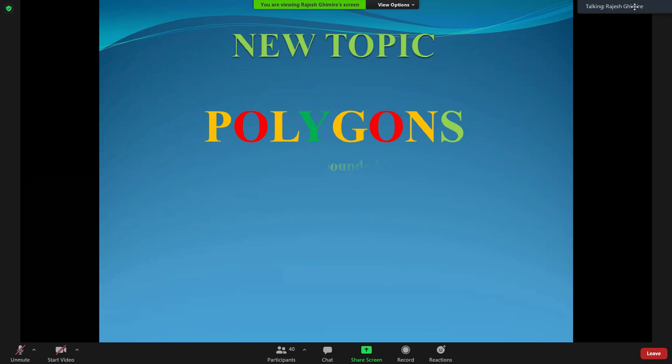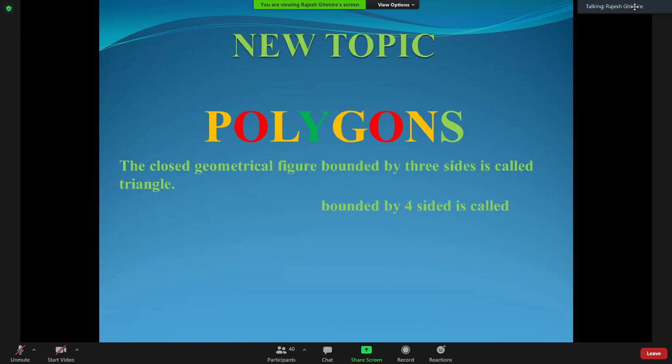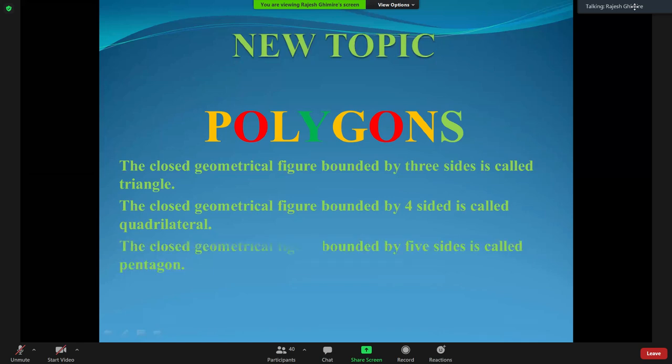Look here, a closed geometrical figure bounded by three sides is called a triangle. Okay, am I right? And a closed geometrical figure bounded by four sides is called a quadrilateral.